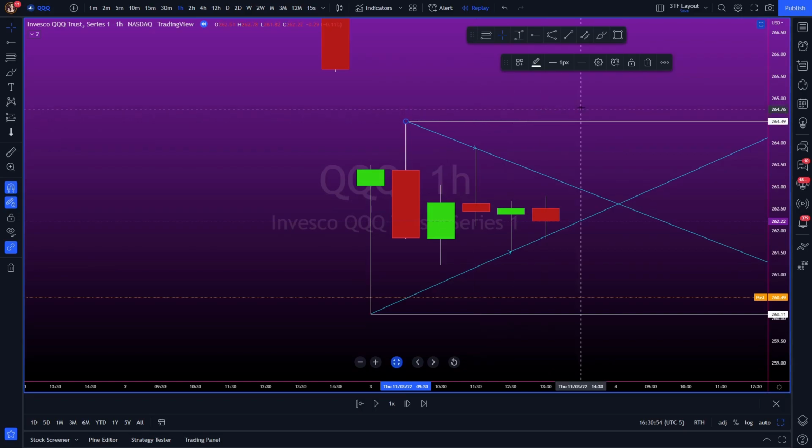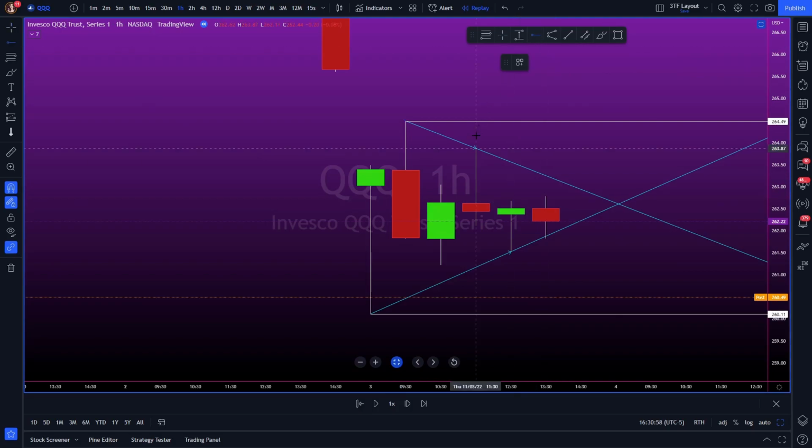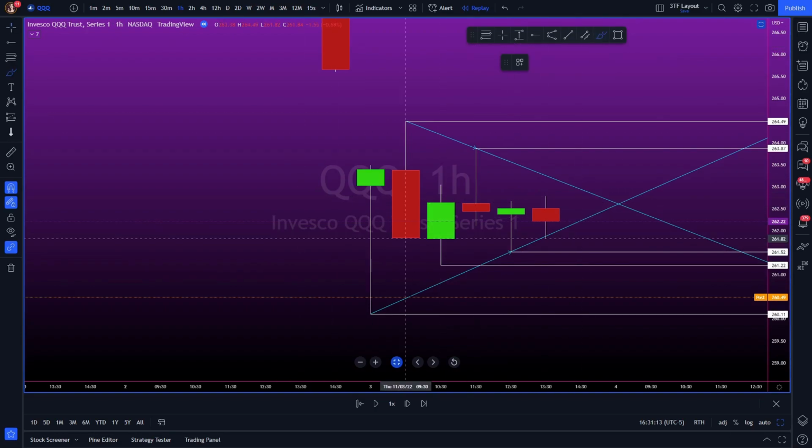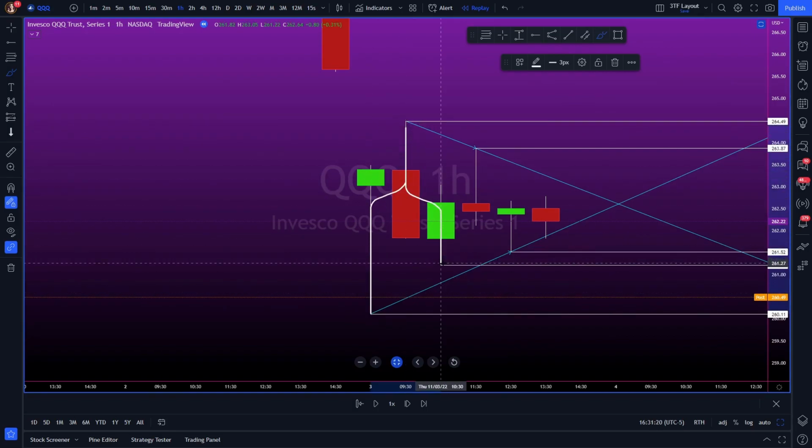Well, you want to mark out your higher lows and your lower highs. So that was your previous high. This is your next lower high. This was your previous low. Here's the next low. And then you have this low as well. So you have this tightening range, right? Low, high, higher low, lower high, higher low, lower high.